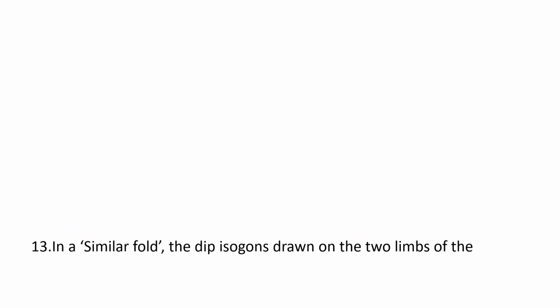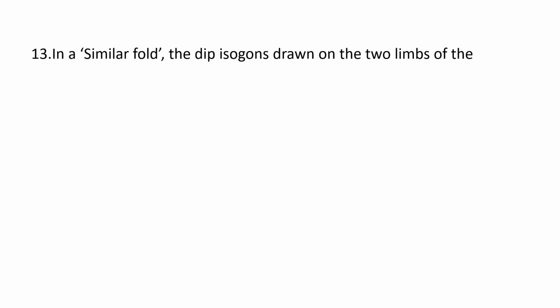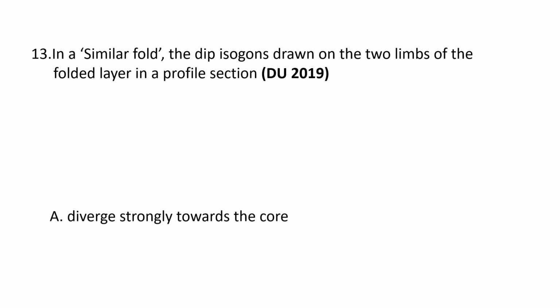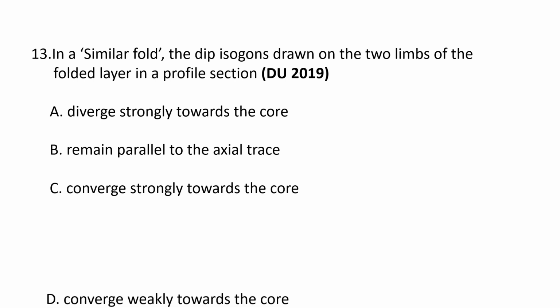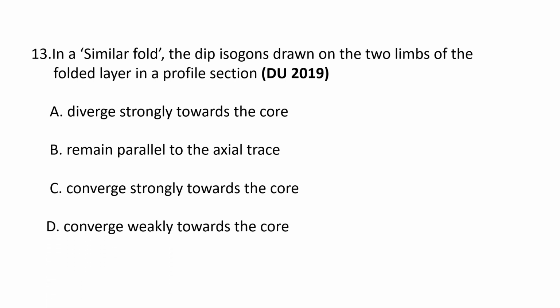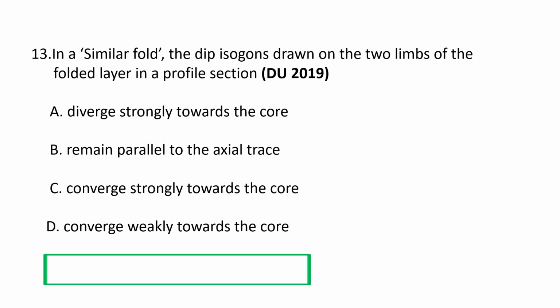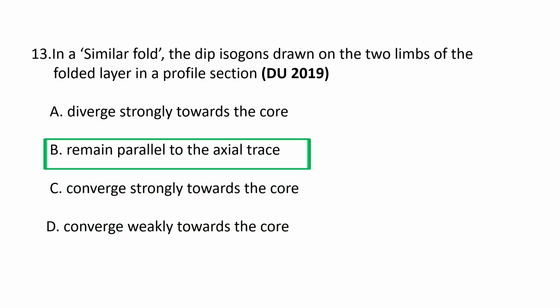Next question. In a similar fold, the dip isogons drawn onto the two limbs of the folded layer in a profile section A. Diverge strongly towards the core, B. Remain parallel to the axial trace, C. Converge strongly towards the core, and D. Converge weakly towards the core. The correct option is remain parallel to the axial trace. In a similar fold, the dip isogons drawn onto the limbs of the folded layer in a profile section are parallel to each other, not converging towards the core of the fold. So they remain parallel to the axial trace.